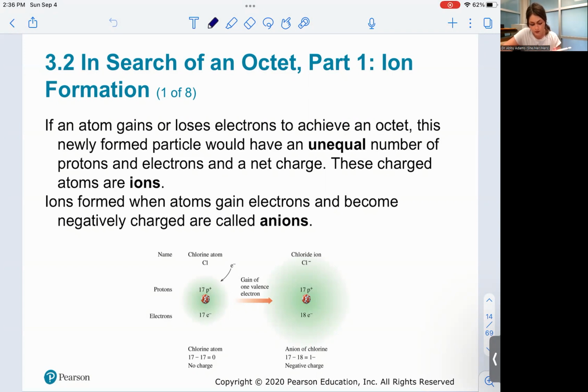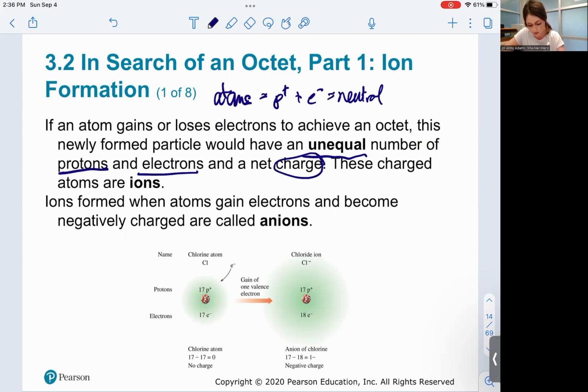Before, we talked about atoms that have an equal number of protons and electrons. That is going to be a neutral charge. It's no charge. But whenever you have an unequal number of protons and electrons, you're going to have a charge. Those are going to be charged atoms, and they're going to be called ions. Ions are charged atoms, okay? So you're either going to have positively or negatively charged atoms whenever you have an ion.